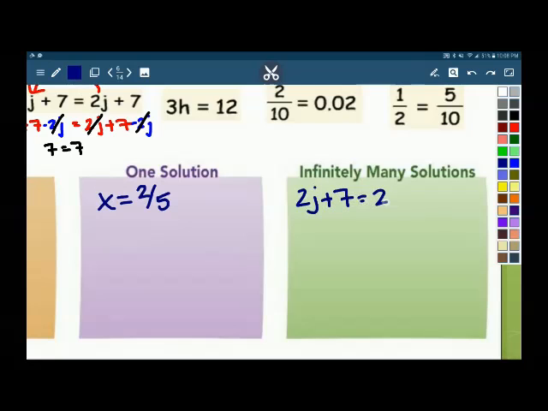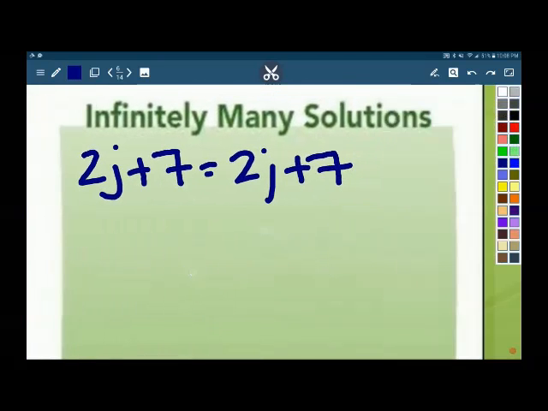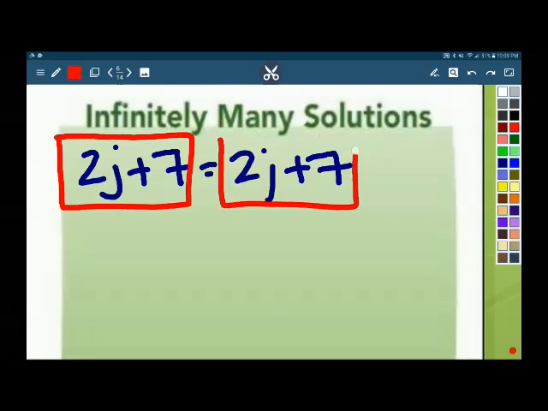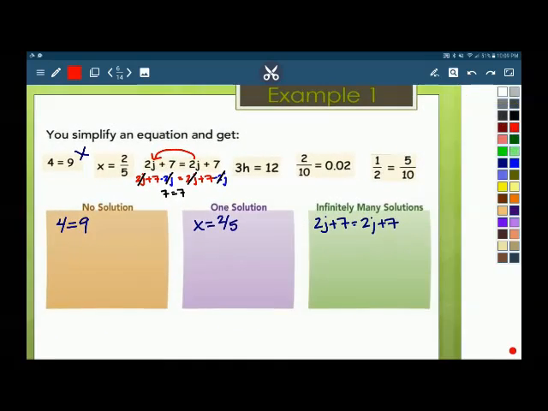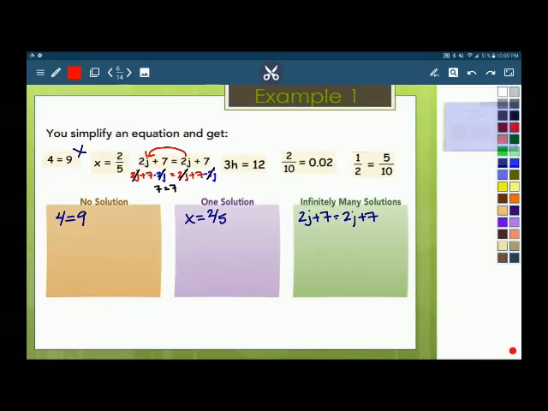Okay, so really, you can actually stop if you see this type of structure, where you see that the left side is the same thing as the right side, especially if after you simplify, they become the same, then that means it's an infinitely many solution situation.